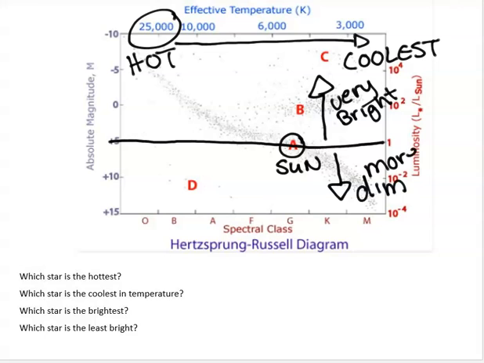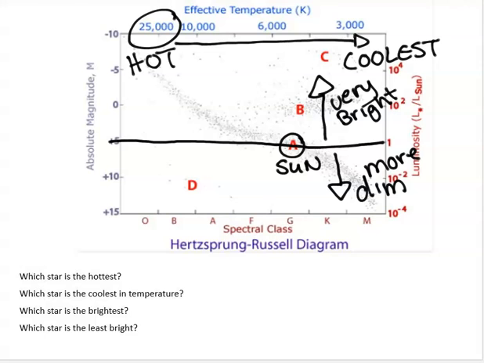The sun is just an average brightness, and if I go higher than that line, it gets brighter. The higher I go up, the brighter it is. And then if I go below that line, the more dim it is. The lower I go, the more dim I see that star being.